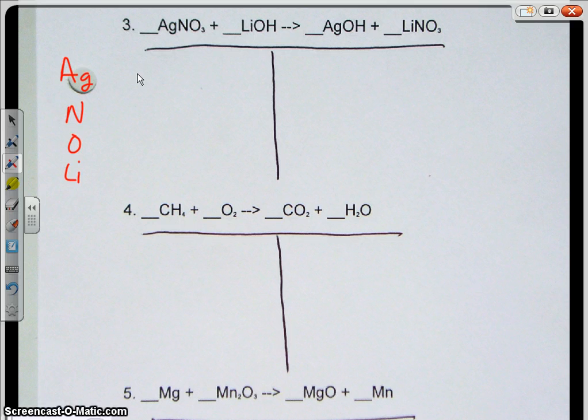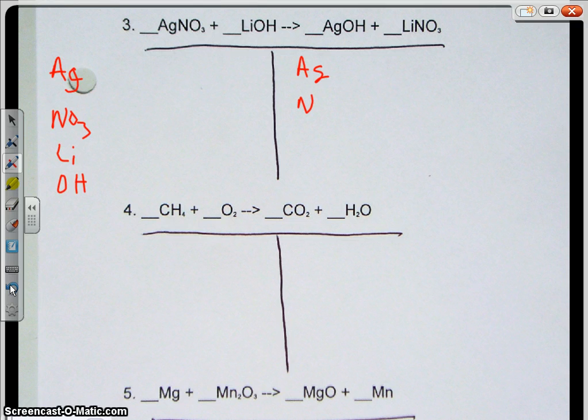Well, you know what? We should probably stop that. Look what we have here. We have NO3 and we have OH and OH. So we can use those as a combination. So let's start that over again. I didn't notice that. Glad I noticed that because that's going to save me some time. So I'm going to go Ag, NO3, Li, and OH. Alright, so let's balance.